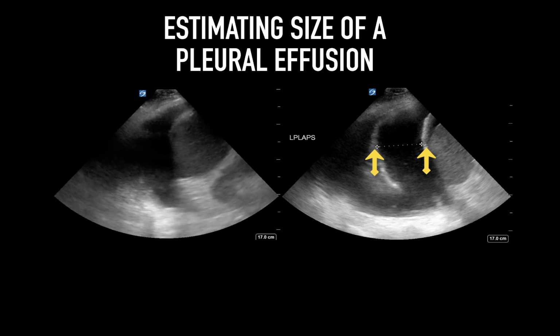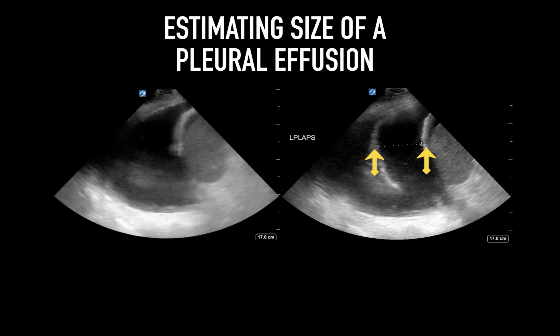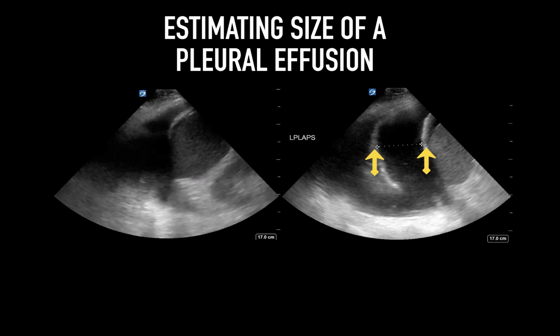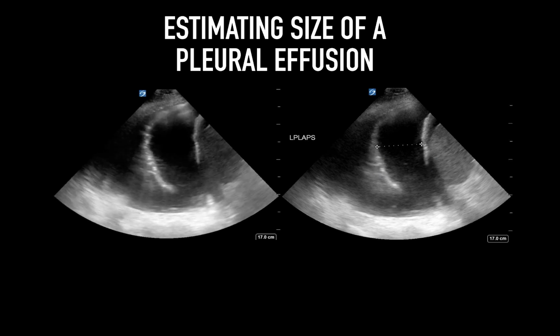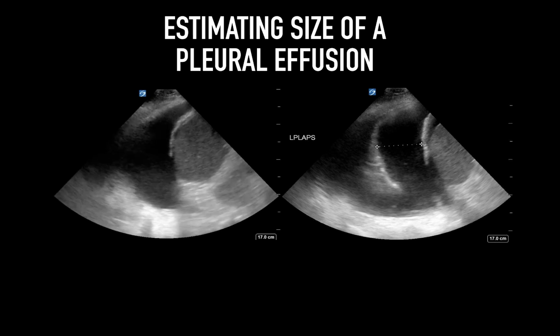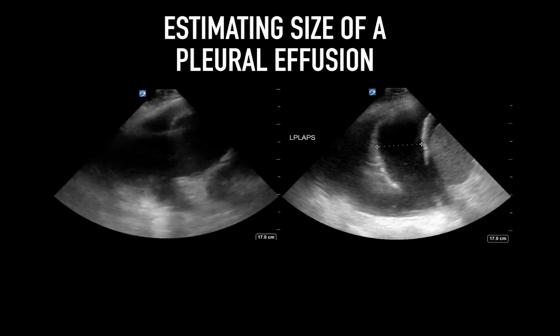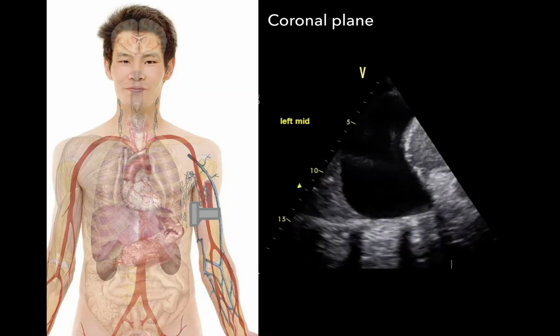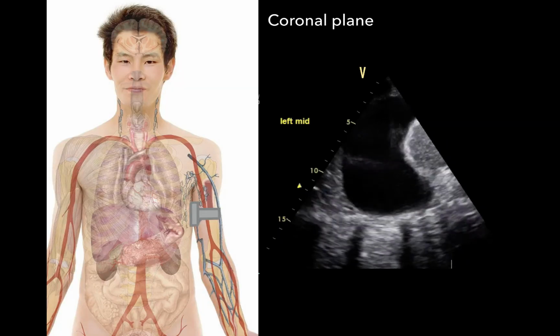Each centimeter corresponds roughly to about 200 mLs, so a 5 centimeter effusion would translate into 1 liter of fluid. This gives you a gross estimate of how big the effusion truly is, and may allow you to better make clinical decisions about diagnosis and drainage of such effusions.